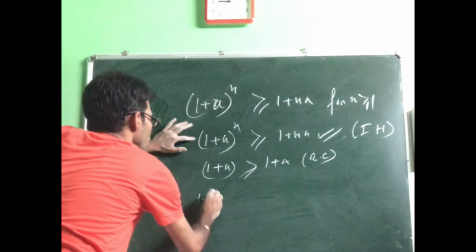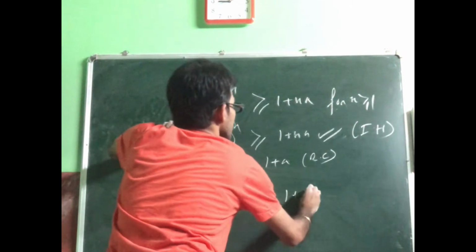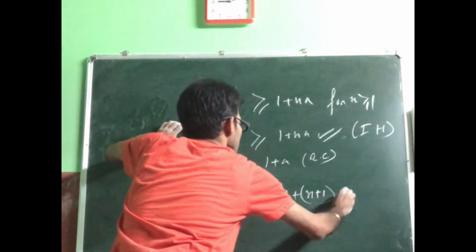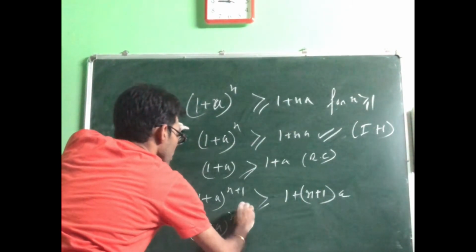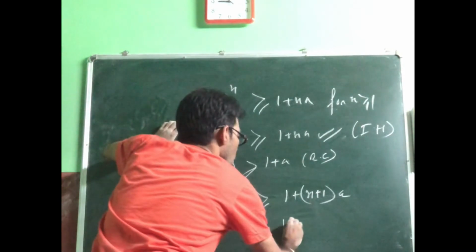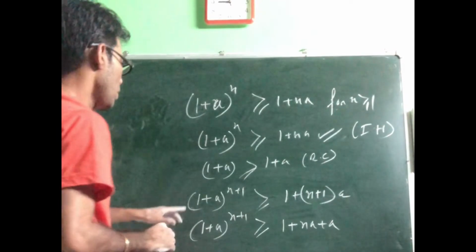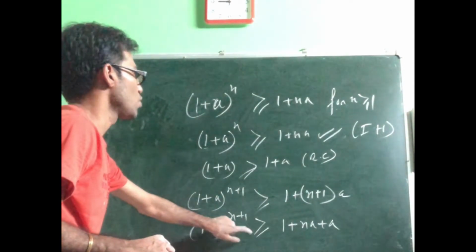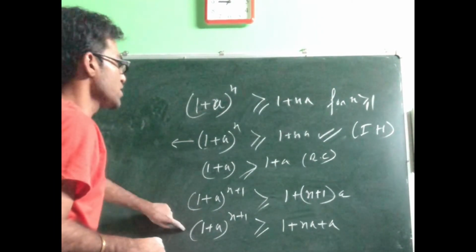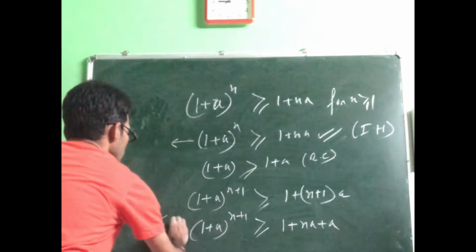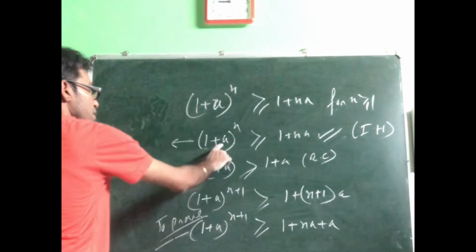And I need to prove 1 plus a to the power n plus 1 is greater than or equal to 1 plus... I need to replace this n with n plus 1, or in other words, I need to prove 1 plus a to the power n plus 1 is greater than or equal to 1 plus na plus a. What I have is this one, and what I need to prove is this one. So from here I need to get this one. So how can I proceed from here to here?